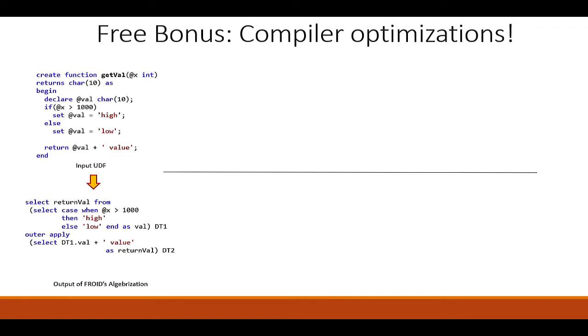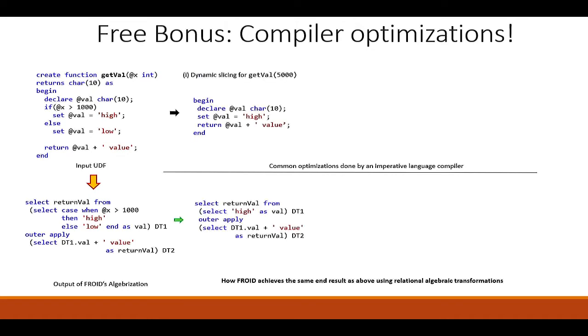You don't have to get into the detail of this, but it's basically translated into an apply with case expressions and so on. Now what I'm going to show is, on top, given this input, what a compiler would have done to optimize this, and what, as a consequence of Froid, would happen inside a database.